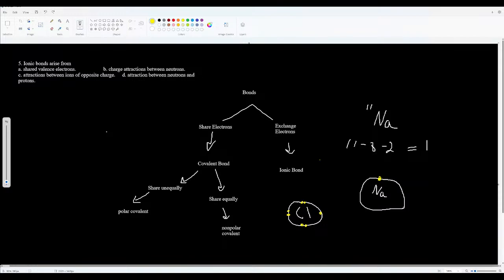So anyway, sodium and chlorine. Remember how I said how reactive sodium metal is?